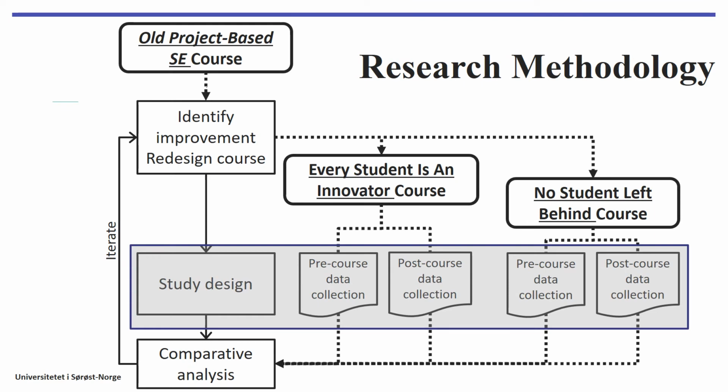The overall research process is shown in the picture. Starting from the need for research-based improvement, we conducted and compared different instances of the same course. The two course instances are presented. The first one is called approach 1, Every Student Is an Innovator, which was done in 2016, and approach 2, No Students Left Behind, was conducted in 2017.